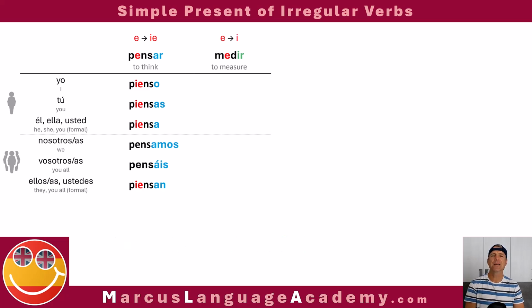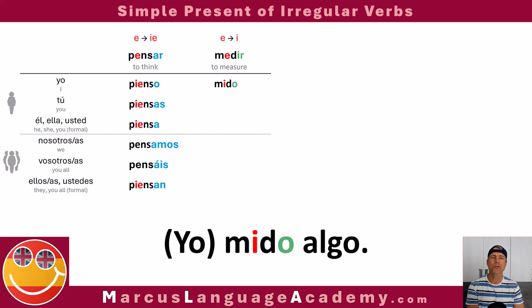So let's see now another verb, medir, to measure. Here we have to change the E just to I. So in first person, what do you think is the solution? Yo mido algo. I measure something. A native speaker would say mido algo. Medir ends in IR, and therefore I use the green color because it's a different group. We had AR and pensar, blue, and medir, IR, it's green.